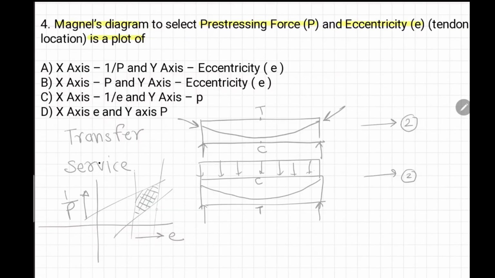So the answer which we will pick is 1 by P. We are always drawing 1 by P versus E. We are not drawing 1 by E, so the answer is A.